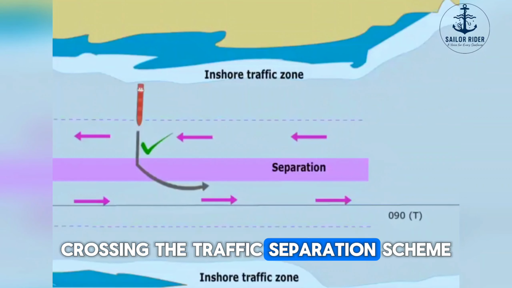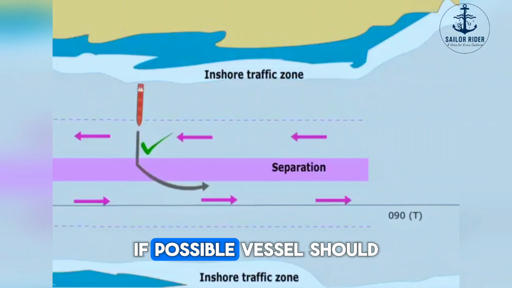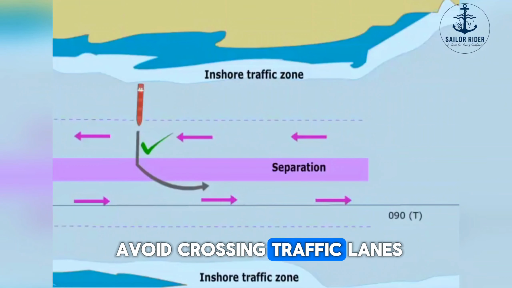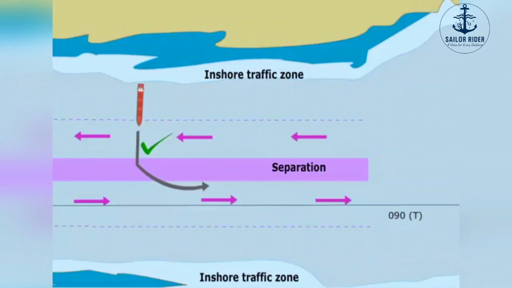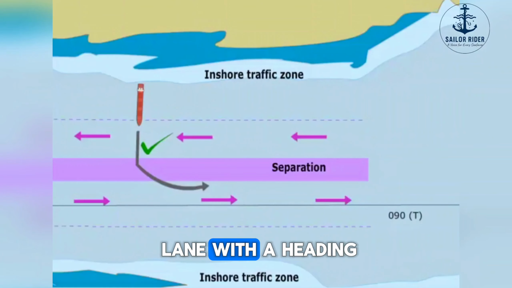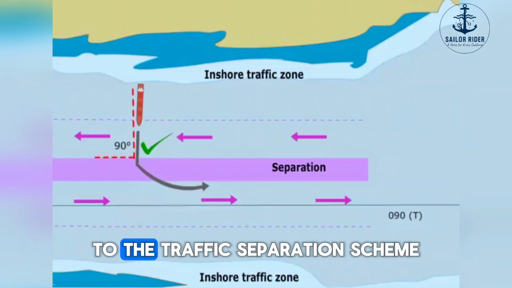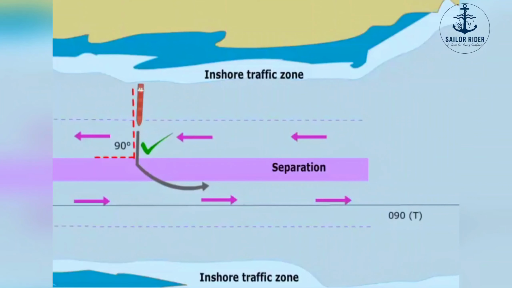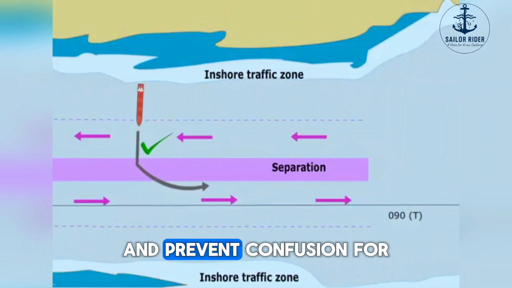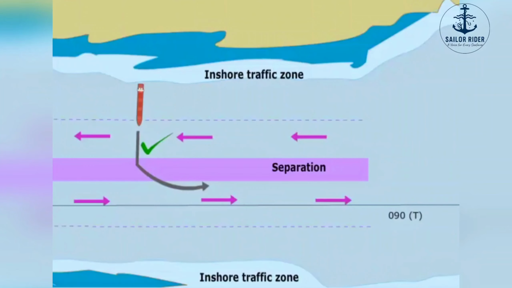Crossing the traffic separation scheme. If possible, a vessel should avoid crossing traffic lanes. If you cannot avoid it, then cross the traffic lane with a heading which is about 90 degrees to the traffic separation scheme. This would be the shortest distance and prevent confusion for other vessels.